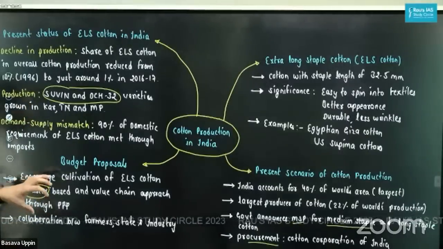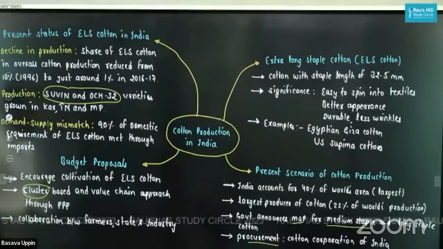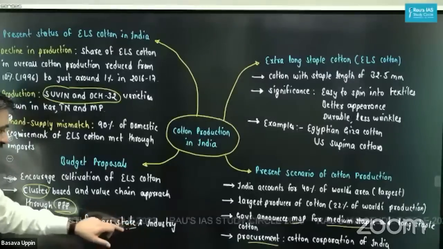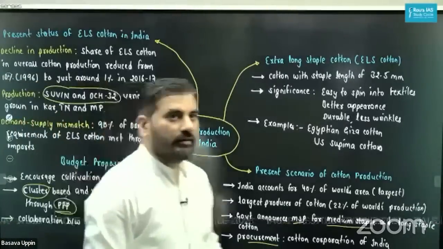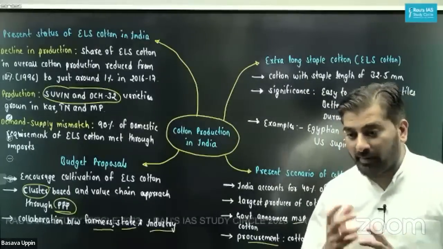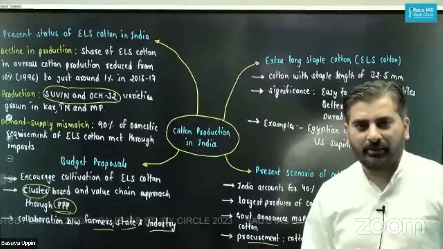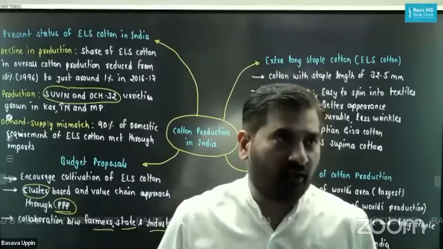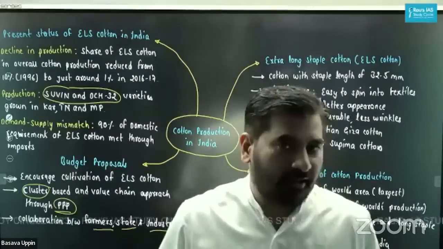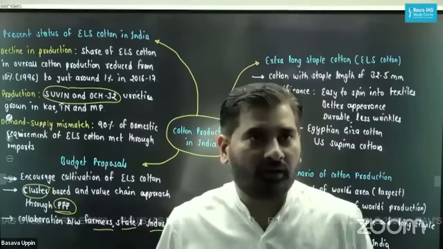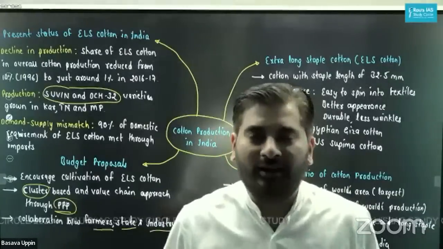In these clusters, we are going to promote the cultivation of this cotton, especially through a public-private partnership between farmers, state, and industry. The private sector will bring in its own expertise in terms of development of new varieties of seeds for extra long staple cotton. The state government will provide the necessary funding support to the farmers to adopt the cultivation of extra long staple cotton, and farmers will also be provided with adequate market linkages.